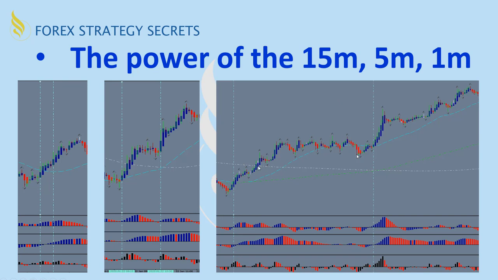And the 1 minute is where you could time an entry, a more accurate place to enter, and another accurate place, and why you would probably not be trading in this area. But that's the power of each time frame when you look at them together.